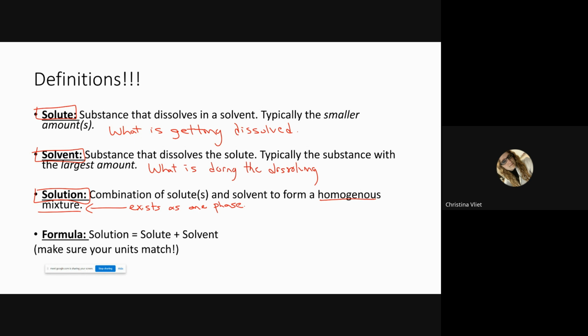For the purposes of this class, we work with aqueous solutions. The solvent's going to be water. So you don't have to get confused with it. And then a solution is everything mixed together. And so what you're going to be doing on Monday's lab is you are going to be creating a solution of a specific concentration, and then you're going to be diluting it.